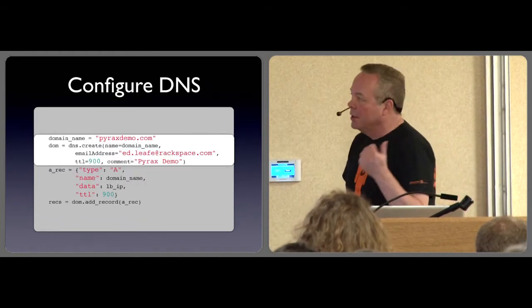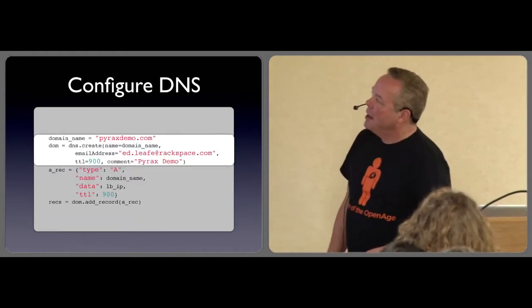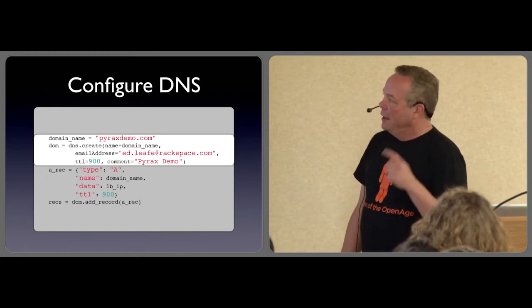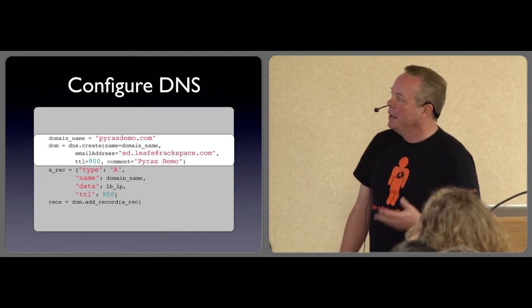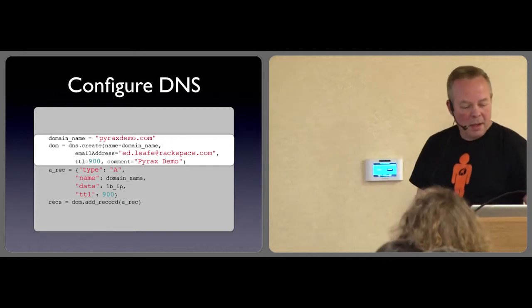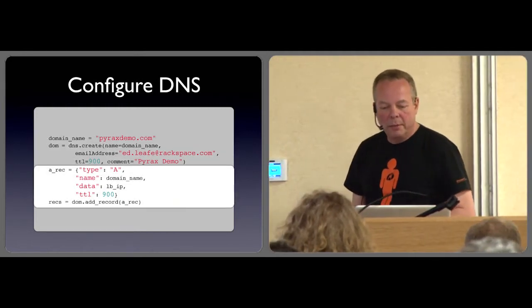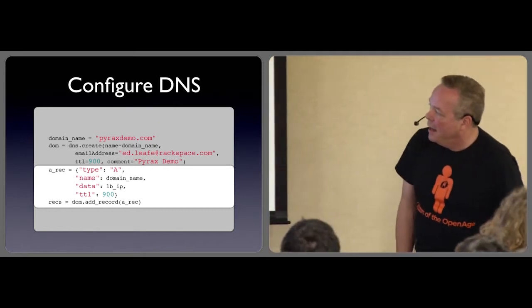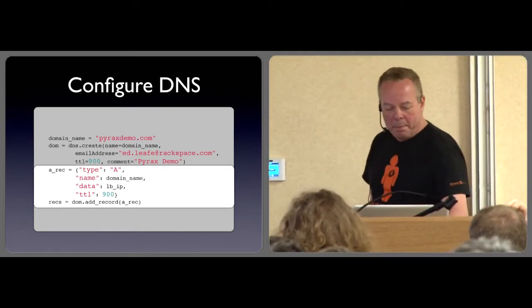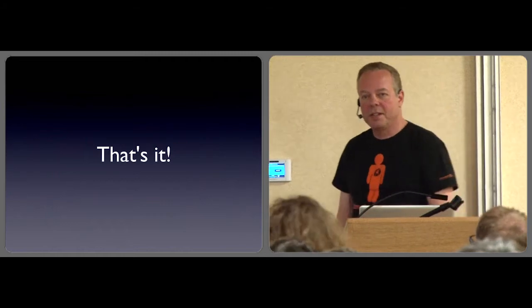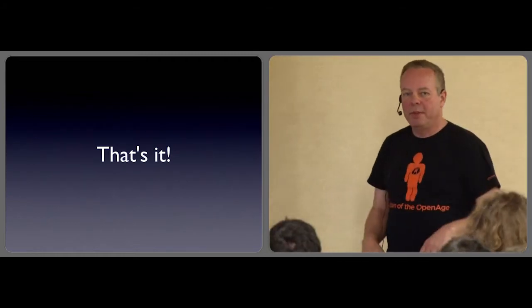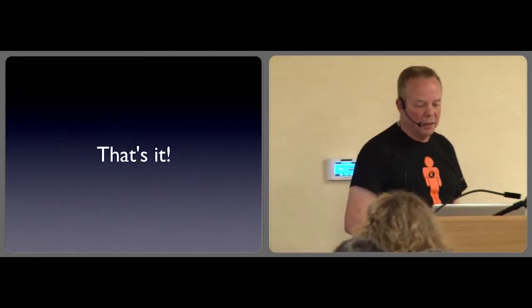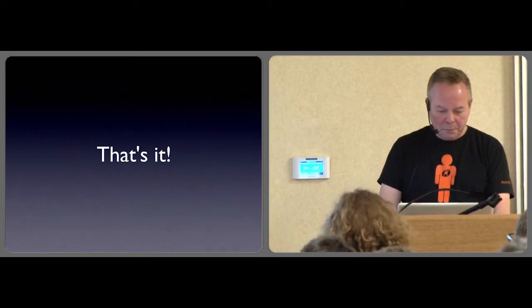And last, I took the domain name pyraxdemo.com. I created a DNS domain with my information in there. Created an A record with the load balancer's IP address in there. And then added that to the domain. And that's it. That little diagram I showed you before, I just created that all in Python.